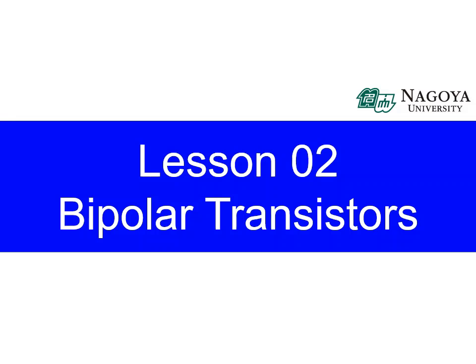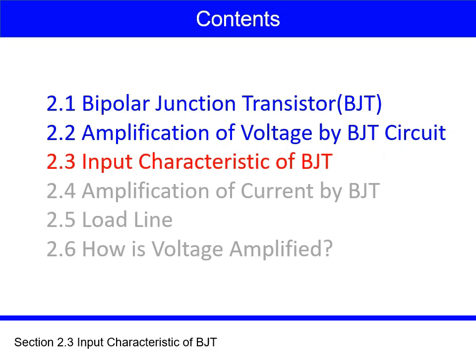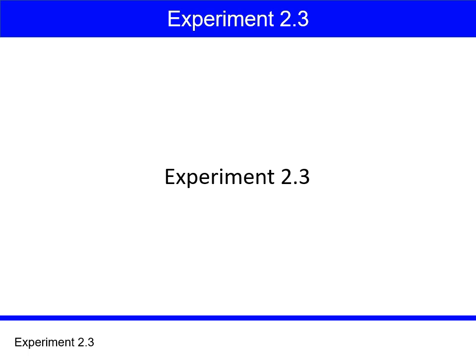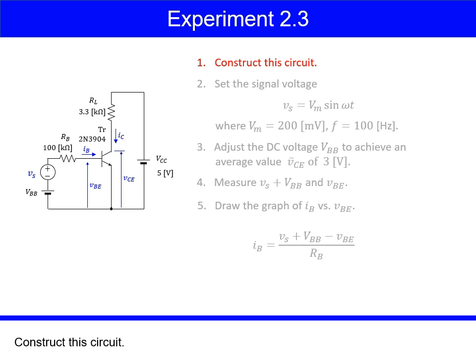Lesson 2, Bipolar Transistors. Section 2.3. Input characteristic of BJT. Experiment 2.3. Construct this circuit.